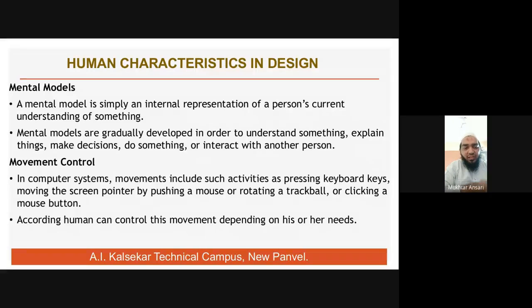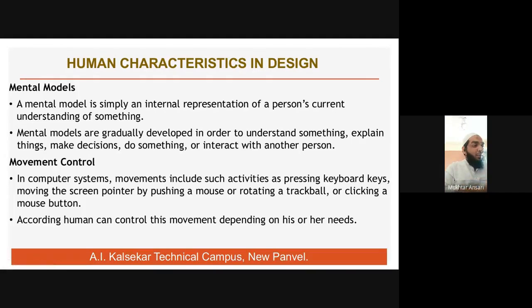Movement control is basically the controls or the tools which are given in the machine. If I talk about the computer system, the things which are written under this topic are related to the computer system. If I take this particular object, let's read this first.